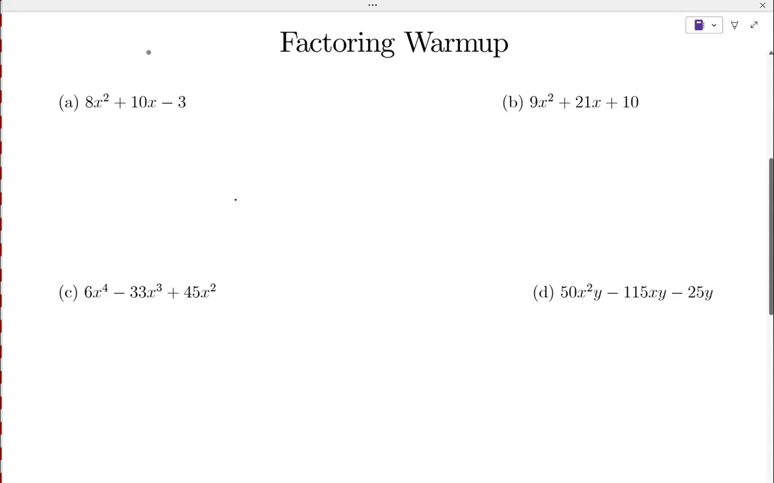3 doesn't divide 8 or 10, so there isn't a greatest common factor. So how do we attack this type of factoring problem? What do we do? What do we do to attack this one?